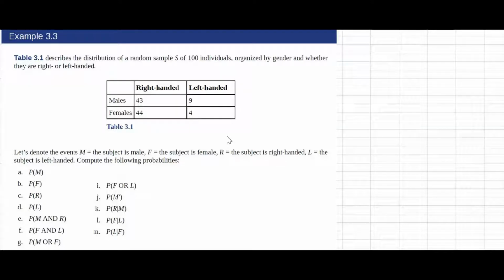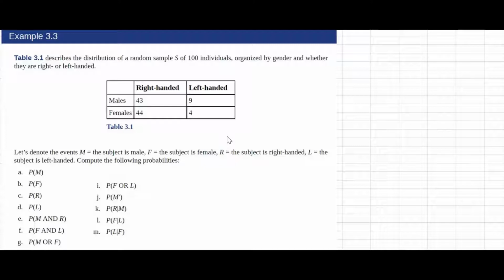In this example, I will show you how to use contingency tables to answer simple probability questions. The table below describes the distribution of a random sample of 100 individuals organized by gender and whether they are right or left-handed.